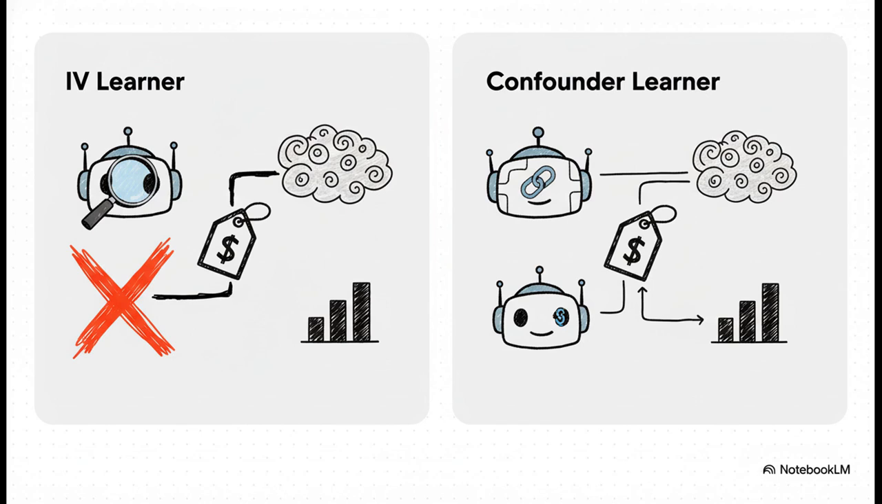And here's how that competition works. On one side, you've got the IV learner. Its entire job is to hunt for any piece of information that's related to the treatment, so our ticket price, but has absolutely nothing to do with the outcome, our sales. Then, on the other side, you have the confounder learner. Its goal is the polar opposite. Find all the information that is related to both the price and the sales.